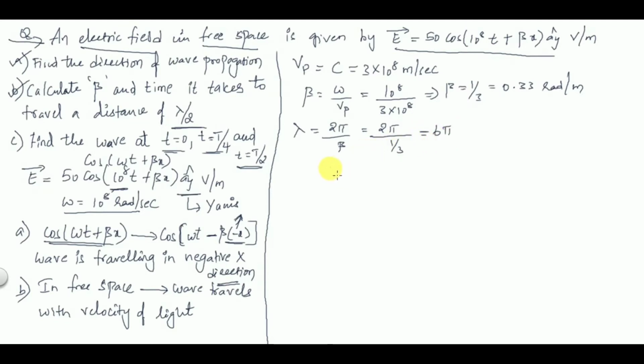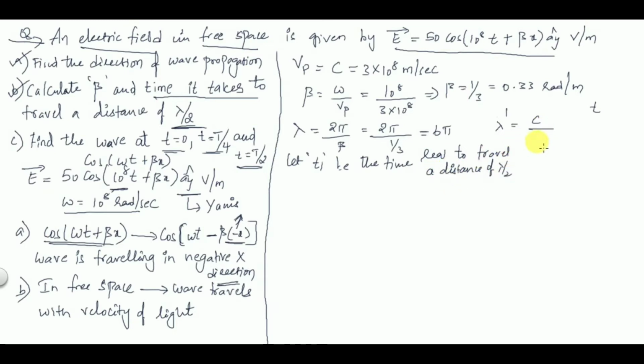Lambda is 6 pi. Also, suppose we want to find the time taken to travel a distance of lambda by 2. Let t1 be the time required to travel a distance of lambda by 2. So what is lambda dash? We need it only for half a wavelength, so lambda dash is equal to lambda by 2. So for half a wavelength, what will be the value?